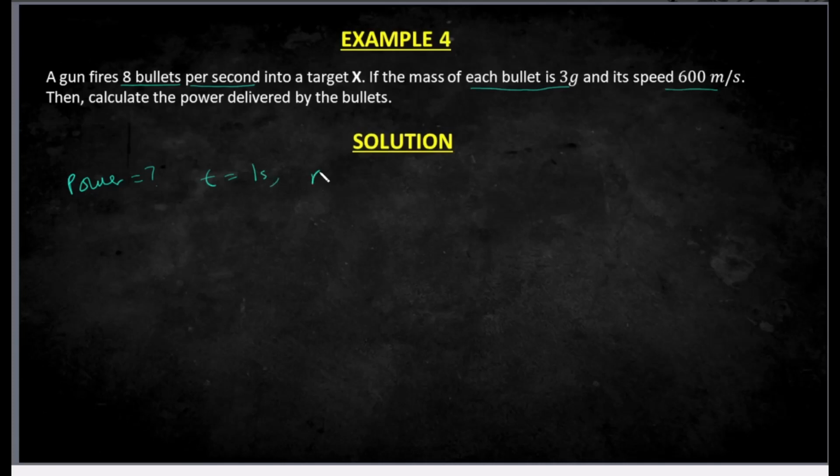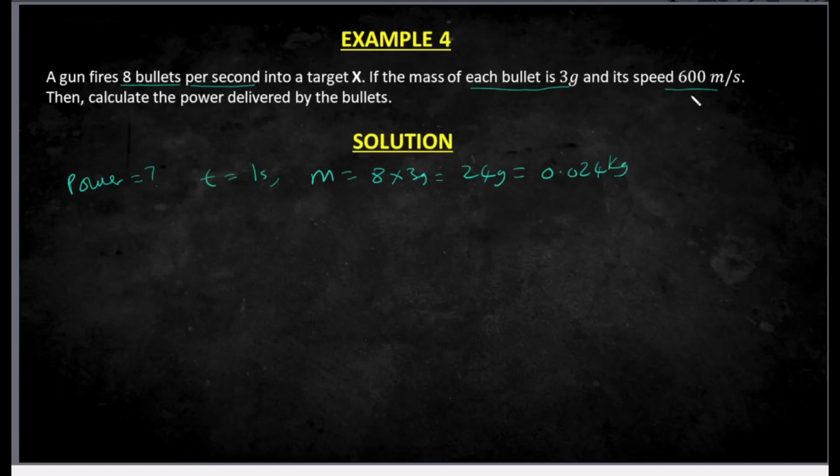Then the mass of the bullets. There are 8 bullets and each bullet is 3 grams. So we're going to multiply 8, the number of the bullets, by each, which is 3 grams. This gives us 24 grams. Then you convert this one to kilogram. You divide by 1,000. When you divide by 1,000, you are going to get 0.024 kg, because that is the total mass of the bullets coming after 1 second.